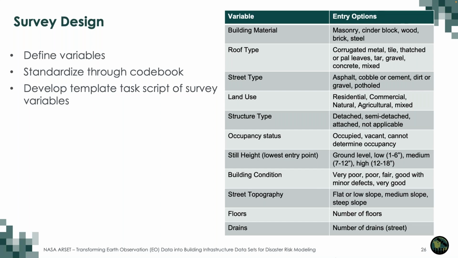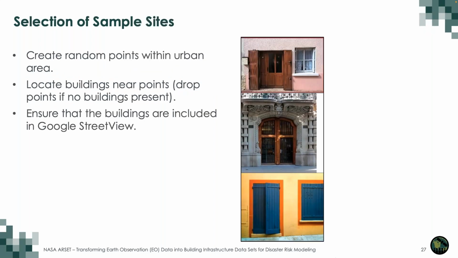And then we developed a templated task script of the survey variables. So with these variables defined, you can essentially set up a web form so that people can fill it out for individual sites and quickly assess vulnerability categories across an urban area or even larger areas if you want.